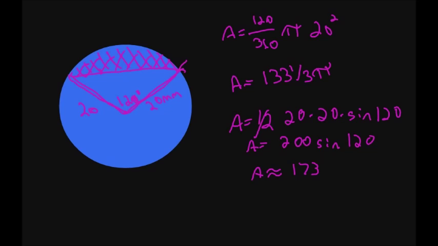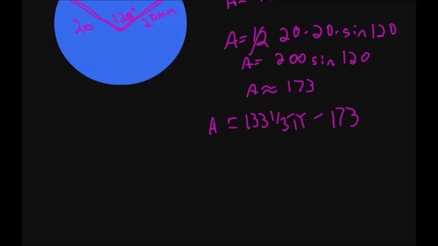So to find the area of that shaded region, I'm going to take the whole sector area, which is 133 and 1/3 pi, minus the 173. So just to finish this off, you get that all in your calculator and you're going to end up with an area of about 245 and 5/10 millimeters squared.